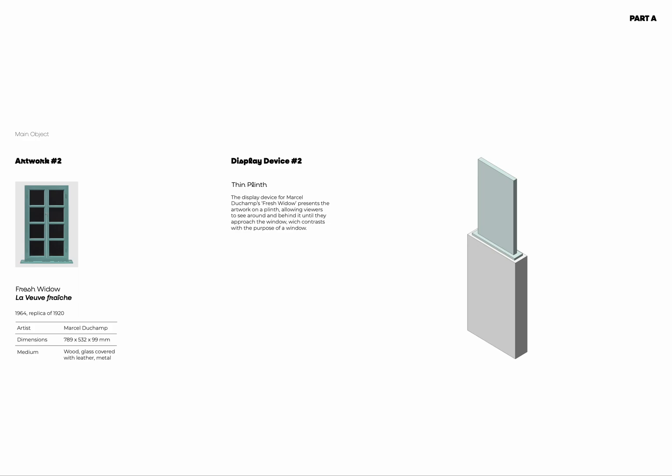So the device for Marcel Duchamp's Fresh Widow presents the artwork on a plinth, which is very thin, allowing viewers to see around and behind the window when they walk towards it, but until they approach the window and stand very close to it, they wouldn't see anything, which contrasts with the purpose of a window.